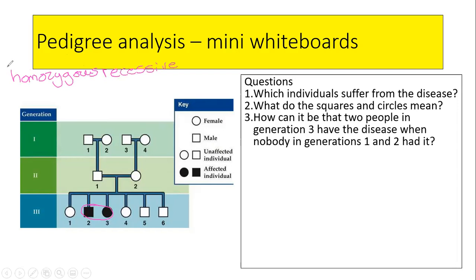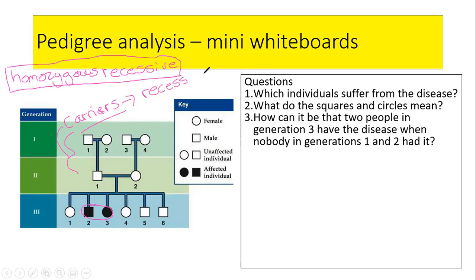Because obviously they've inherited the gene from somewhere for this disease. These 2 have inherited the gene somewhere for this disease up here, but none of these people are sufferers. Therefore, up here, we must have carriers. And if you're going to be a carrier, that means that it's going to be a recessive gene, which means to then be a sufferer or affected by it, you'd have to be homozygous recessive.